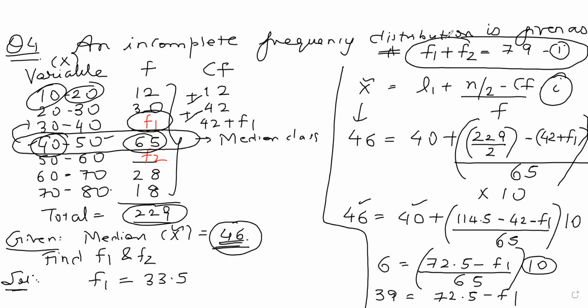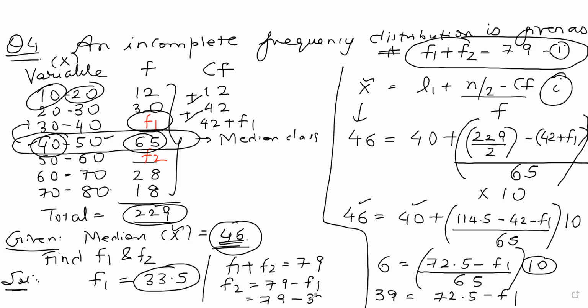Remember from the top, F1 plus F2 should be 79. So F2 is 79 minus F1. F1 we already found out is 33.5. Therefore, use your calculator and check that F2 is 79 minus 33.5, which is 45.5. So these are the answers for this particular problem. F1 is 33.5 and F2 is 45.5.